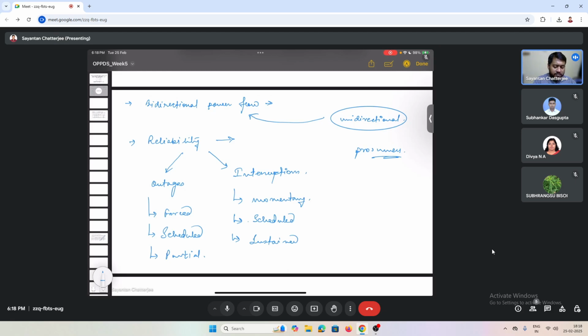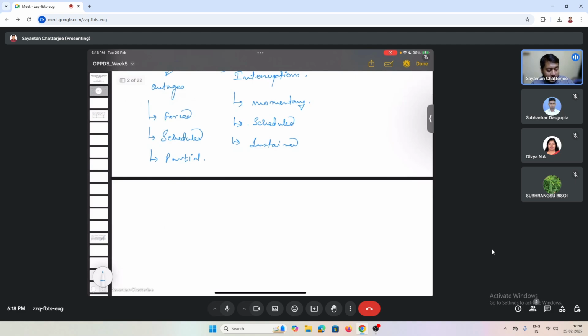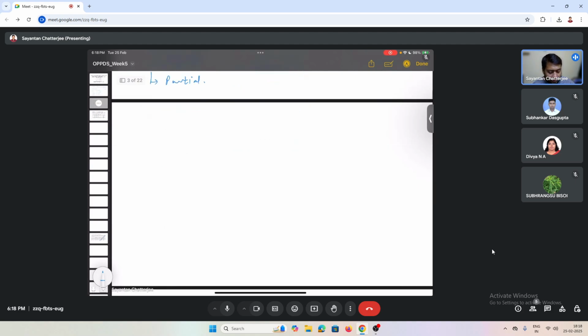On the basis of these, the distribution system reliability is maintained, and there are the indices, as we have all seen, the reliability indices like SAIFI, SAIDI, CAIDI, and all these things. A large number of indices are detailed in this week's lecture. So we'll go through the numericals, and based on that, clarity can be obtained. Okay.